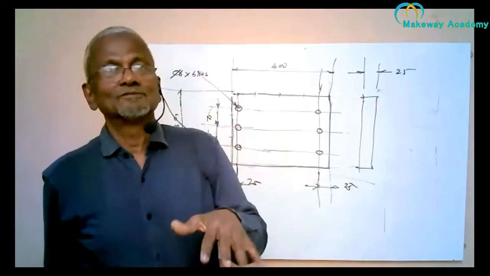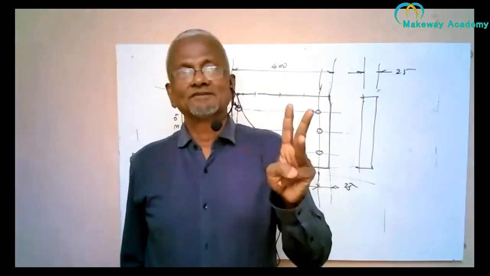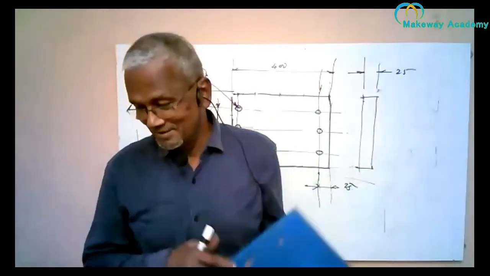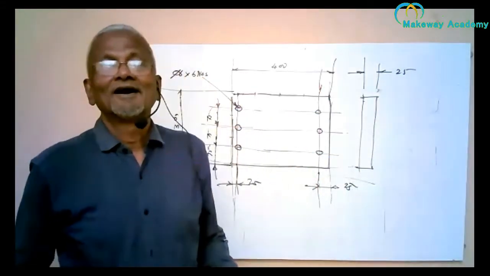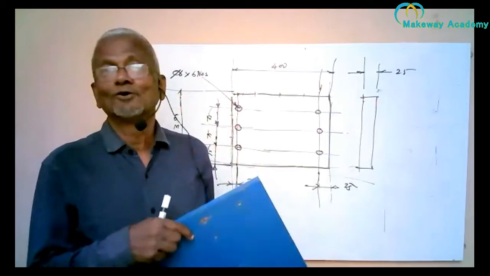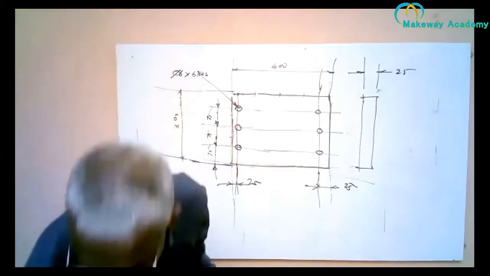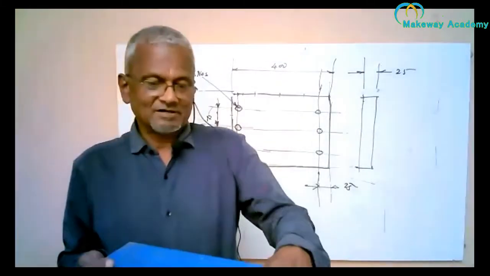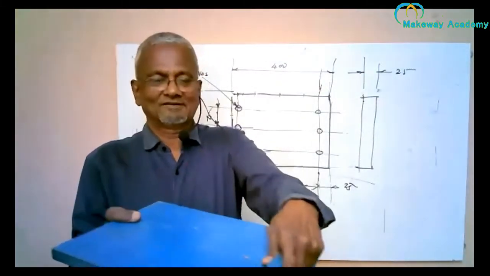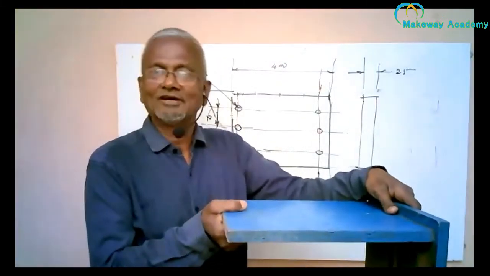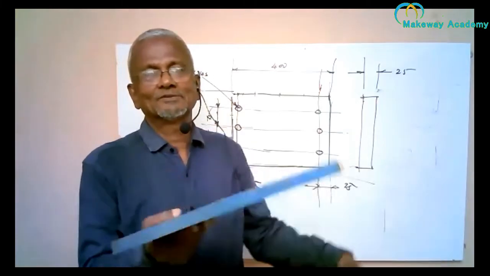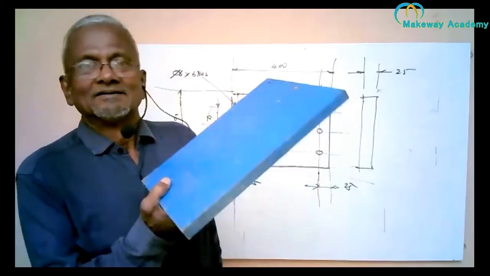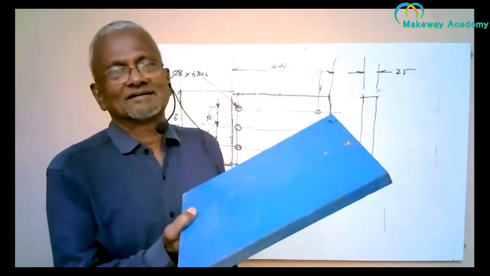So this stool is made up of 3 pieces. One piece is already drawn. The other piece, in the same way you can draw. Other piece actually, we don't need any holes. So what I do, I simply keep this other plate here and then I screw them. That's all. I use 3 screws. So what are the dimensions needed? Simply length, width, and the thickness.